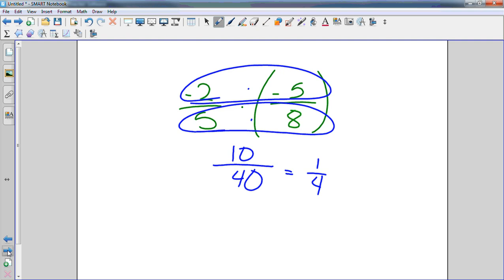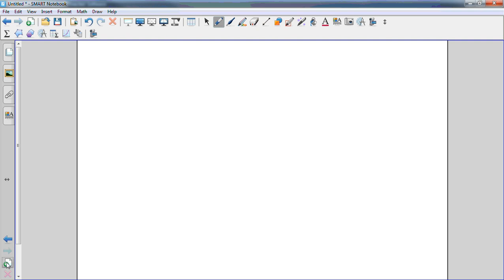Okay, getting used to multiplying negatives and positives. Marry the tops, marry the bottoms. Marry is just my word for multiply when I talk about fractions. Now, we're going to practice more of these as well.